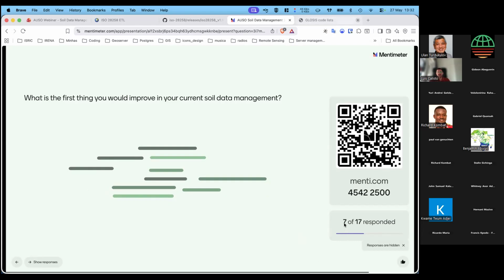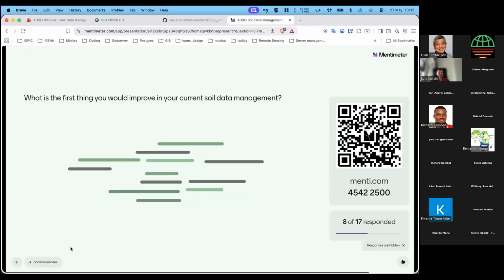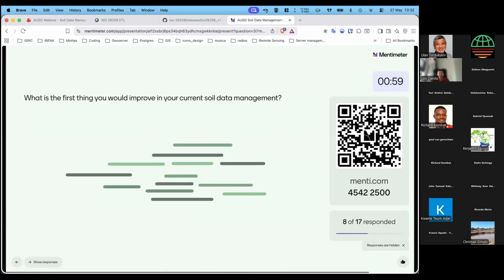Shall we wait a little bit more, or shall we see the results? Let's wait. People are still writing. Let me put 1 more minute, and then we see the results.